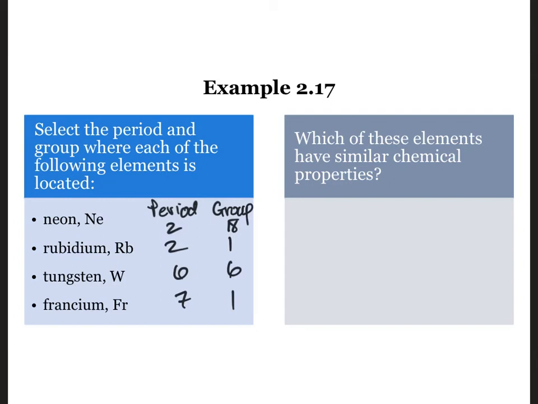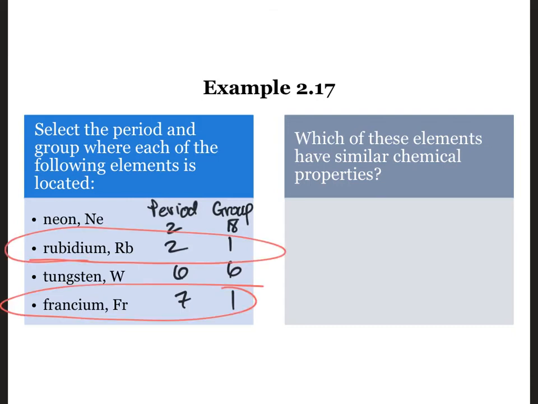With that information, which two elements would you expect to have similar chemical properties? Rubidium and francium will have similar chemical properties because they are located in the same group.